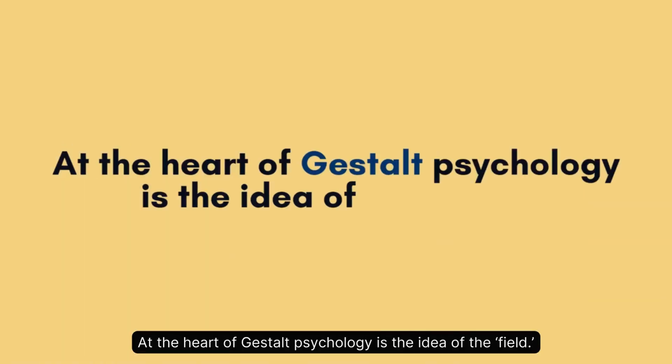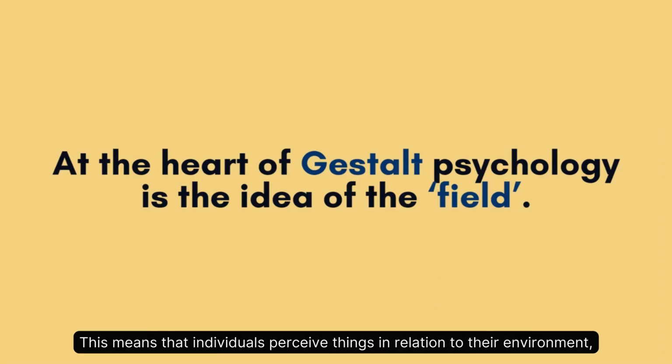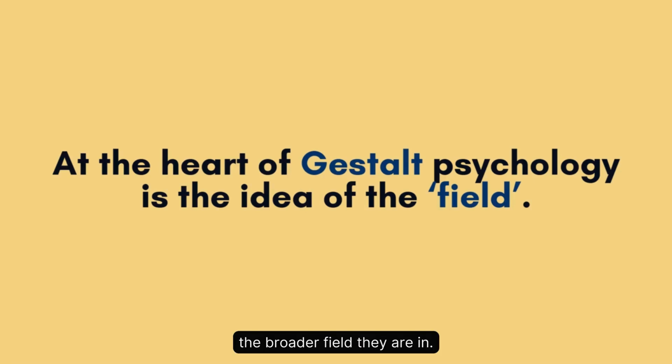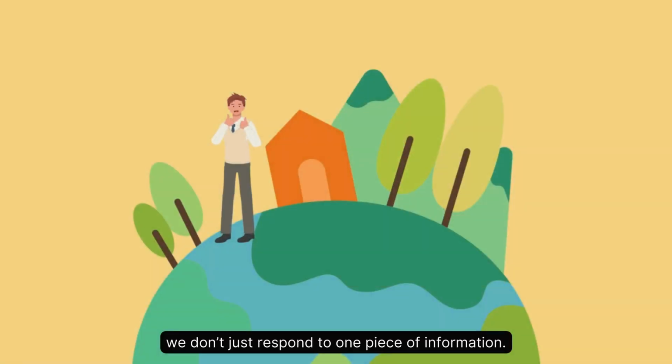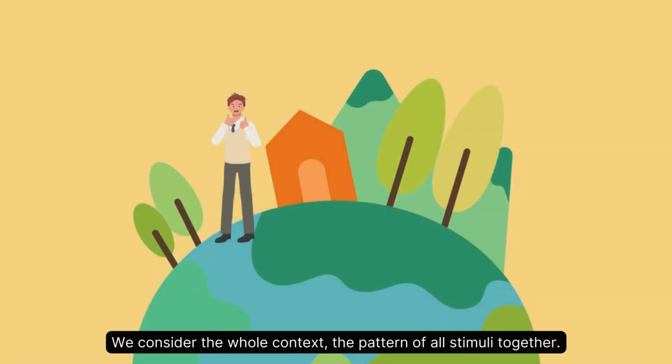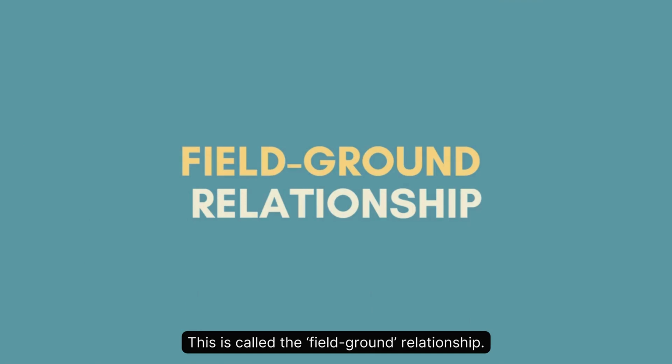At the heart of Gestalt theory is the idea of the field. This means that individuals perceive things in relation to their environment, the broader field they are in. For example, when faced with a problem, we don't just respond to one piece of information. We consider the whole context, the pattern of all stimuli together. This is called the field-ground relationship.